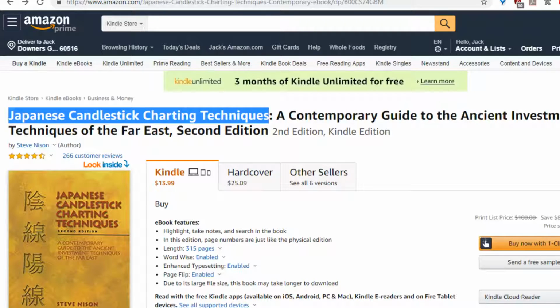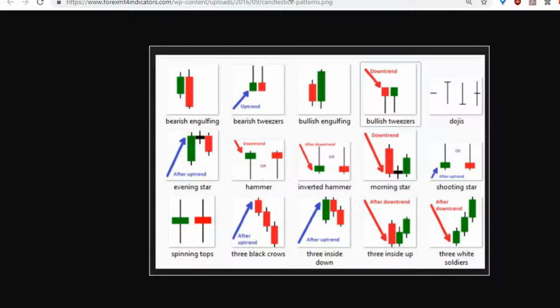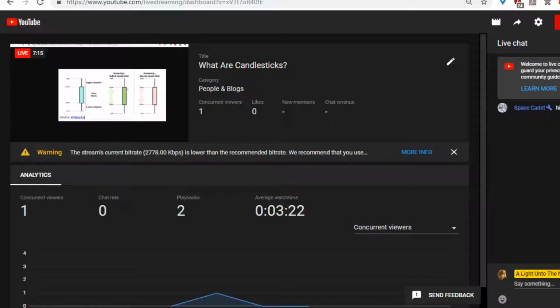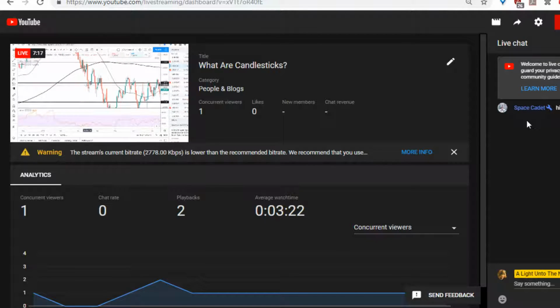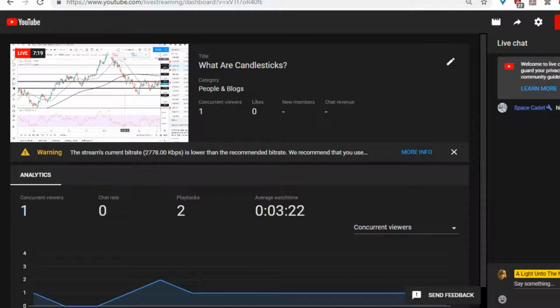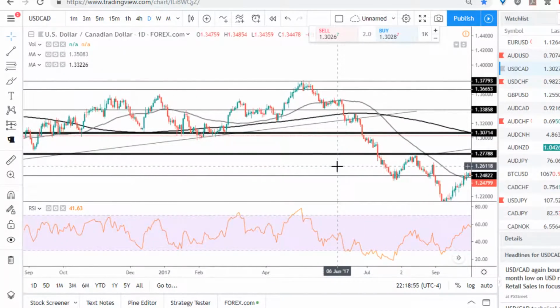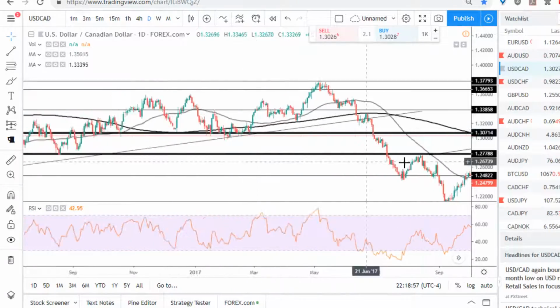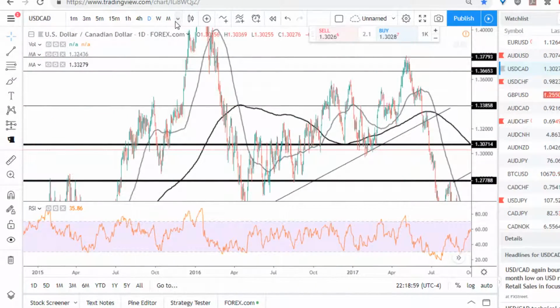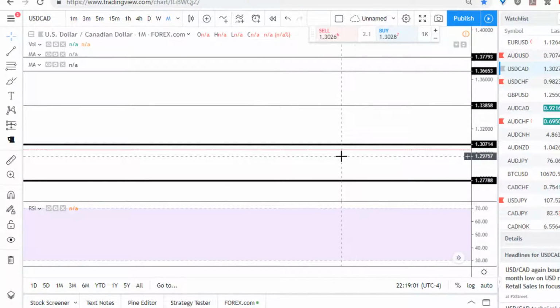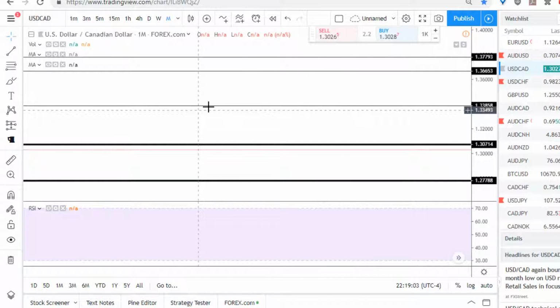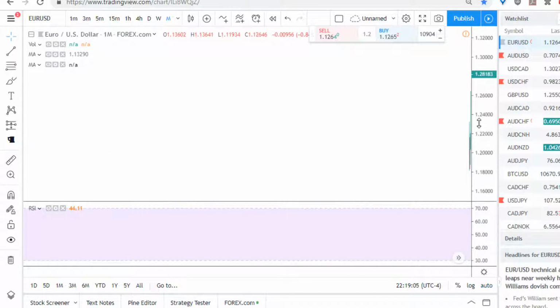I think that pretty much covers candlesticks. I think I explained everything, unless there's someone. Oh, Space Cadet. What's up? I think that covers it. I don't know if there's anything else. I guess I'll show you monthly candles. Why not? This is going to show up. Come on.